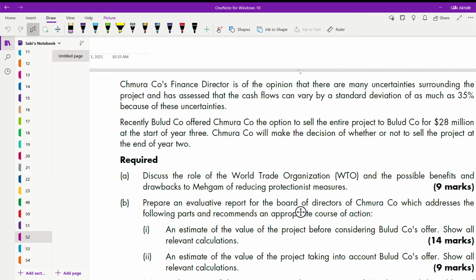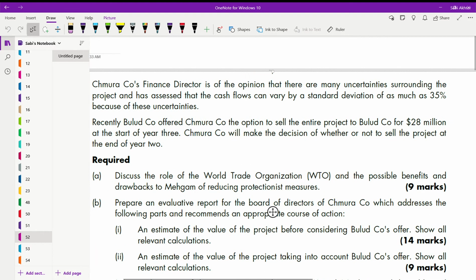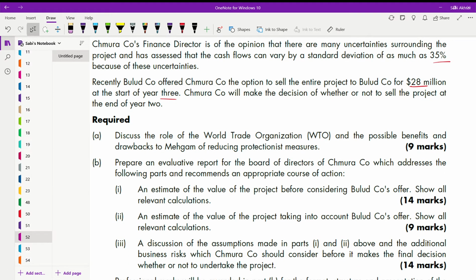So here also you have been given some, it is also a project, the option. As you can see, standard deviation is there, right? Exercise price is there. They have been given time. Now, discuss the role of WTO, possible benefits and drawbacks to the company of reducing protectionist measure. This is a pure theory question. 9 marks.